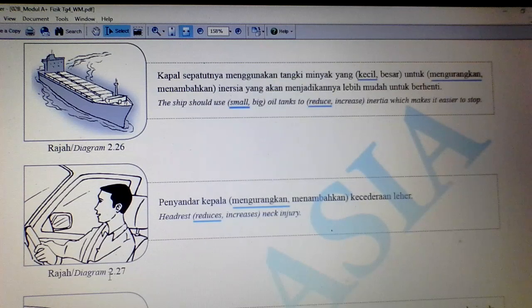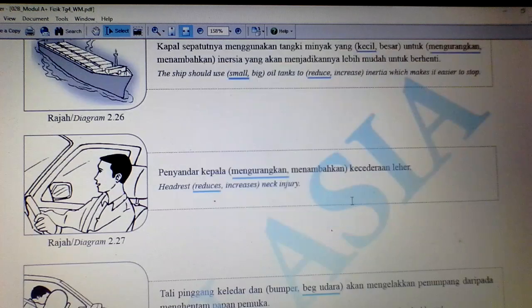Okay, diagram 2.27. For example, when the car accelerates suddenly, the head of the driver will be thrown backward. This will cause neck injury. So what is the step to reduce the neck injury? They have a head rest. So the head rest reduces neck injury.